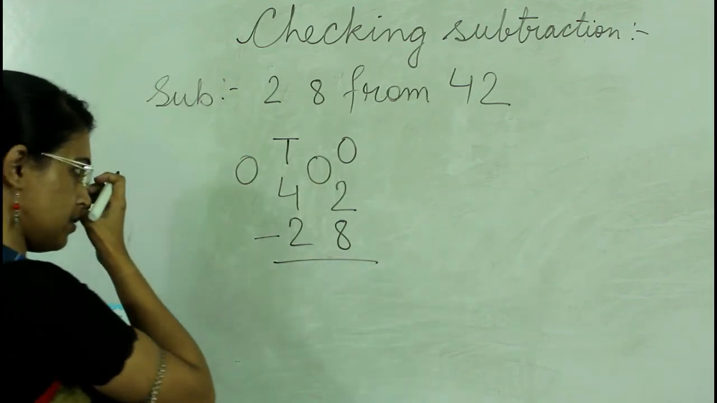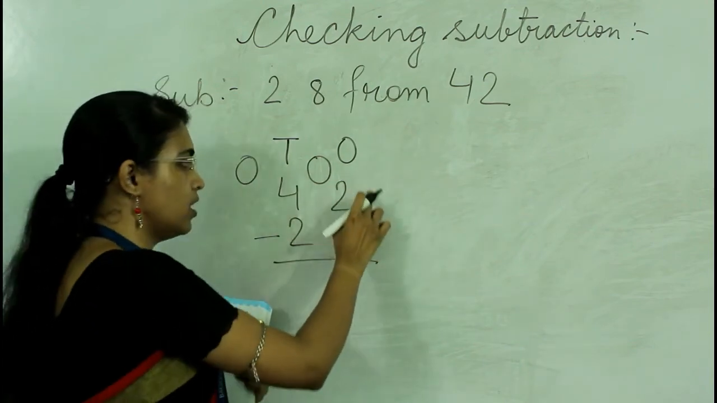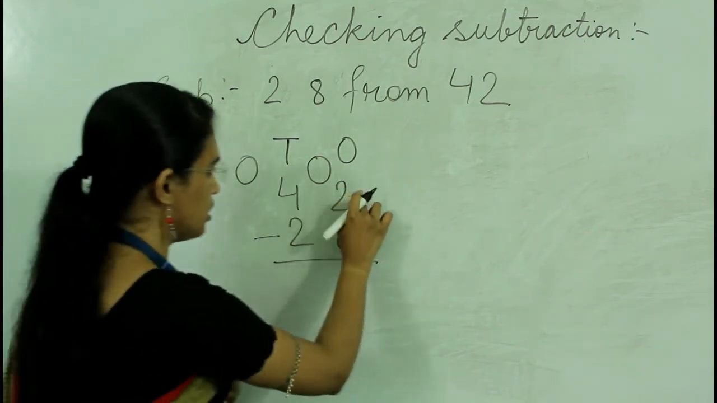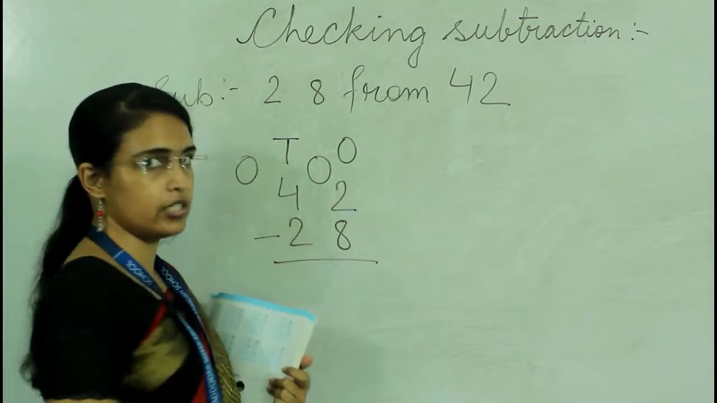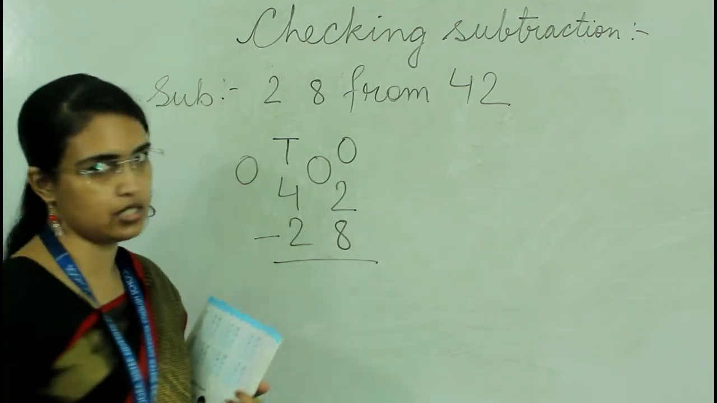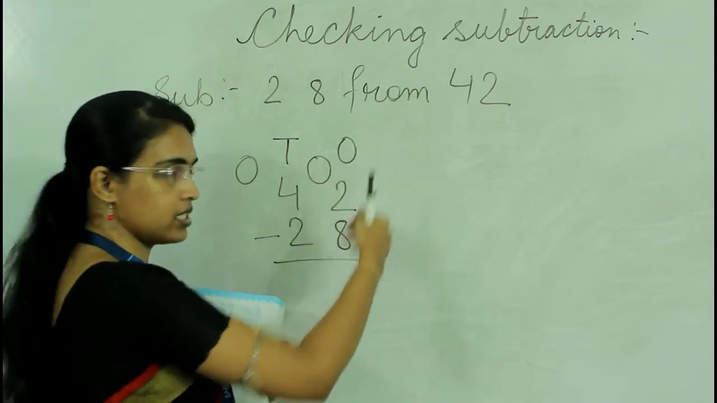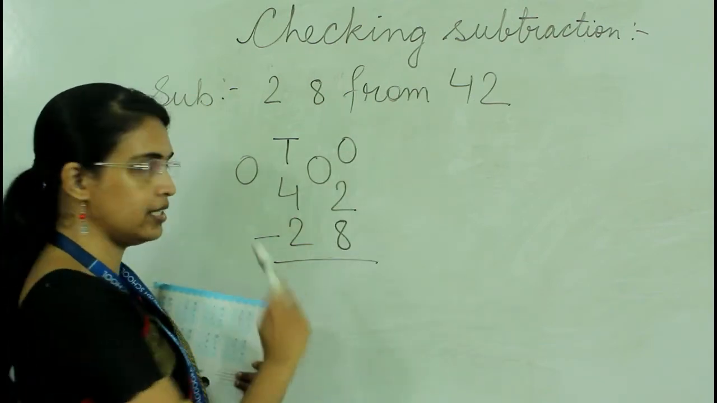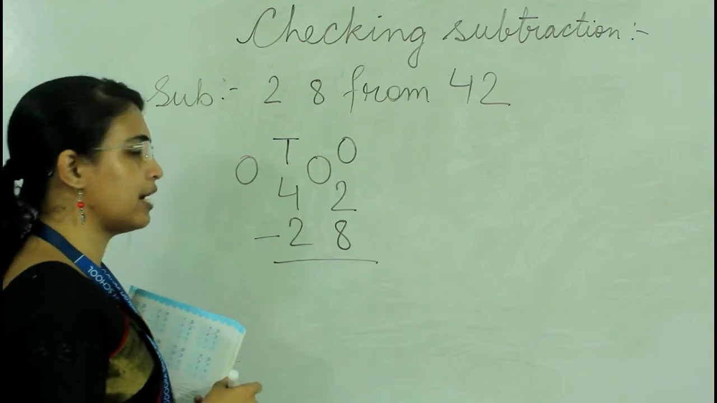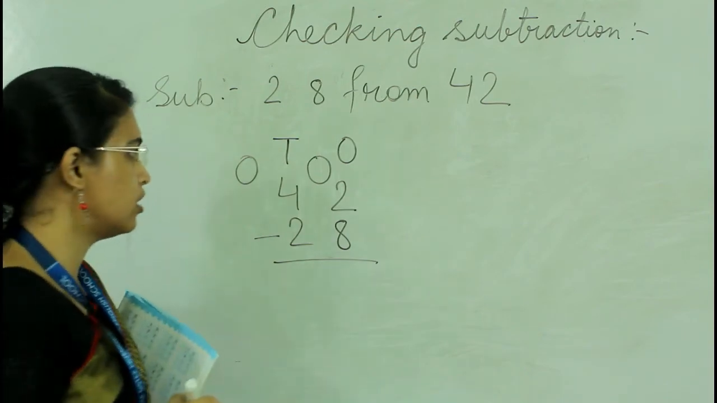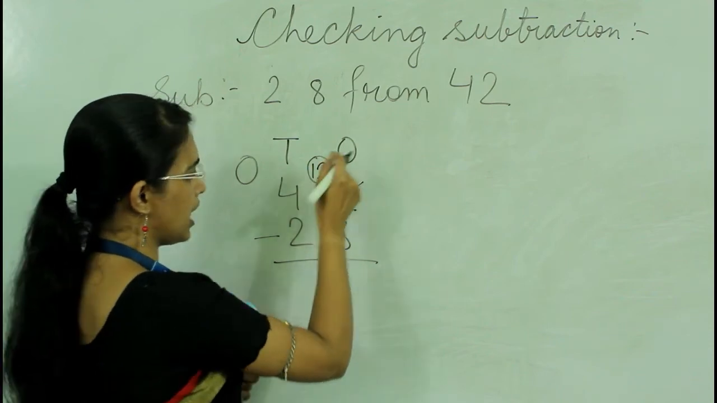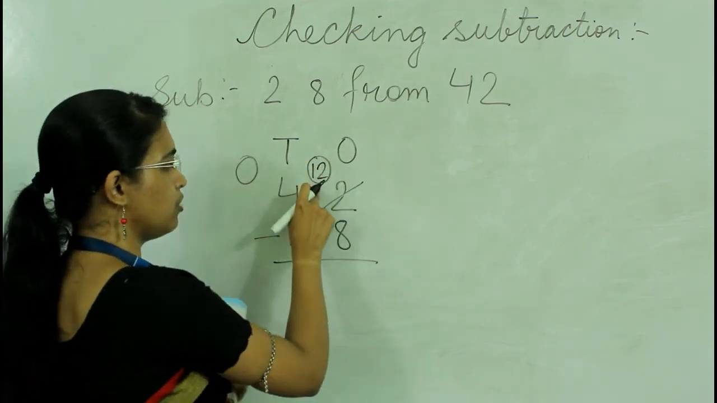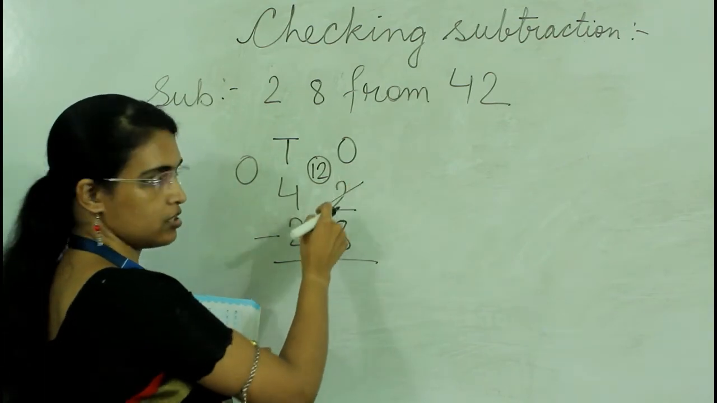Now check the ones place. Here we have 2 at the top and 8 at the bottom. So 2 is the smaller number and 8 is the bigger number, so we cannot subtract 8 from 2. What do we have to do? We have to take a carry of 1 and convert this 2 into 12. And when you are carrying, you have to cut this number.